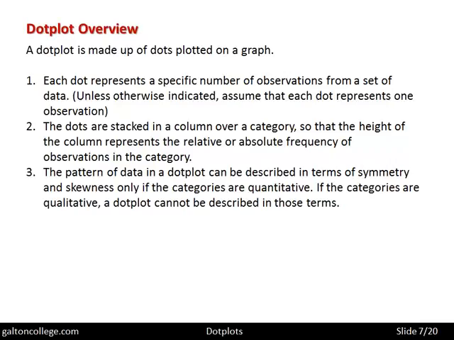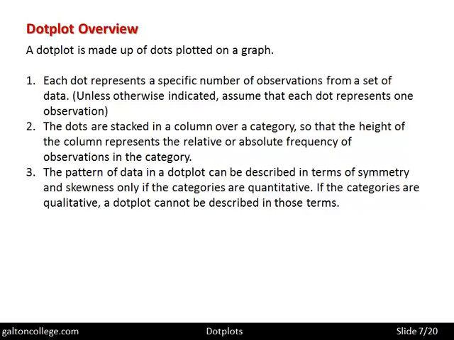The pattern of data in a dot plot can be described in terms of symmetry and skewness only if the categories are quantitative. If the categories are qualitative, a dot plot cannot be described in those terms. So we can't do any analysis if it is qualitative. If we're comparing two geographic areas, we're comparing London to Manchester, we can't take an average. It's nonsense. We can't add London to Manchester and divide by 2. It doesn't make any sense. So we have to have quantitative data before we can do analysis.